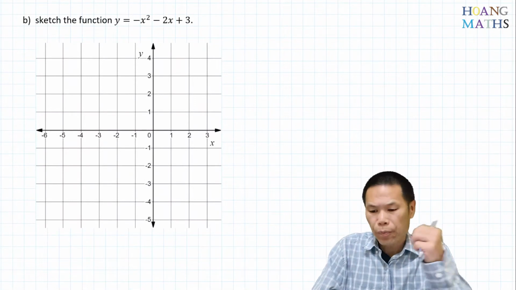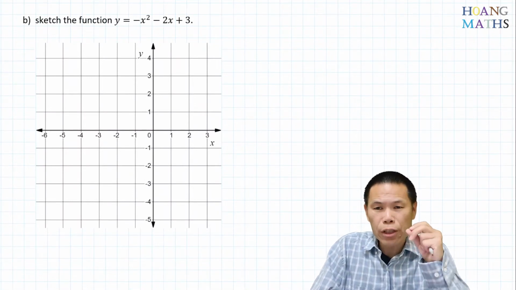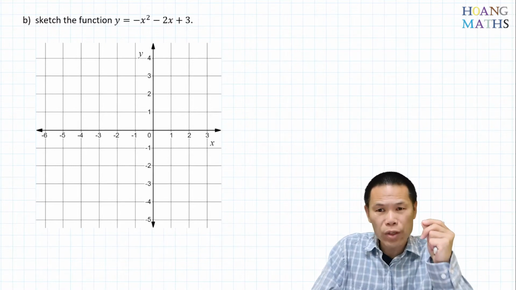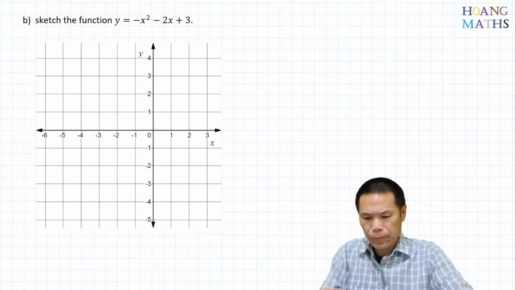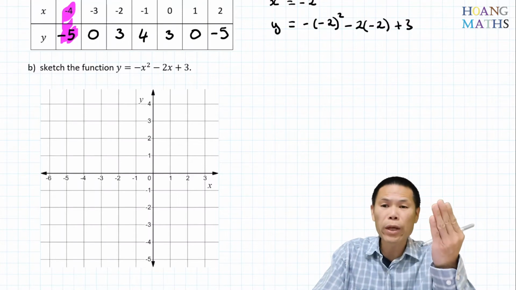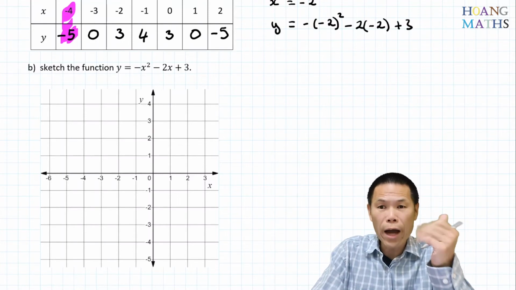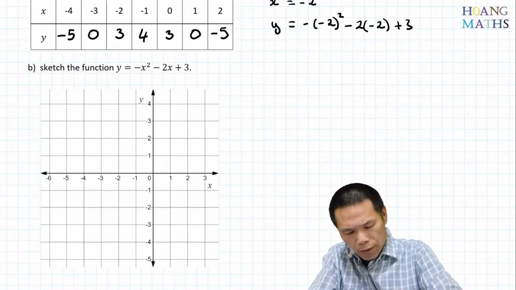Now part B, sketch the function. All I need to do now is plot these values from the table and then join the points together, okay? So the first point is negative 4, negative 5. That means when x is negative 4, y is equal to negative 5. So negative 4, negative 5 is here.